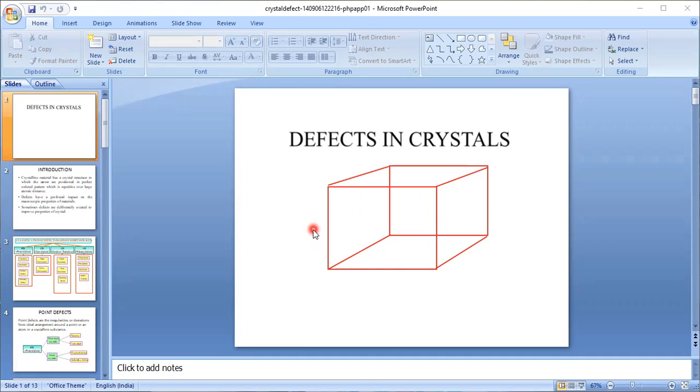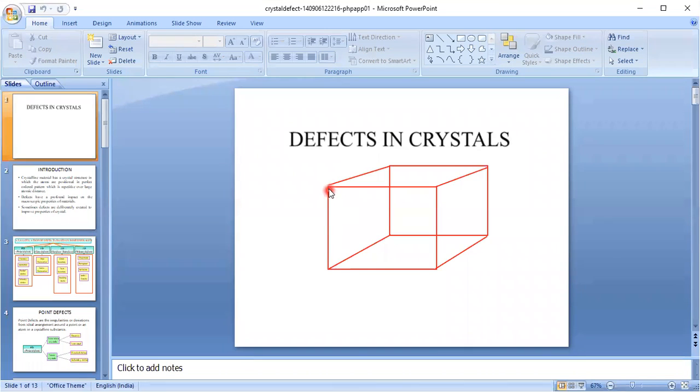In the last class, we had discussed the fundamental concept of the unit cell. So basically, what is a unit cell? A unit cell is the smallest repetitive block in a crystal structure. Here you can see this box. We can call it a unit cell.